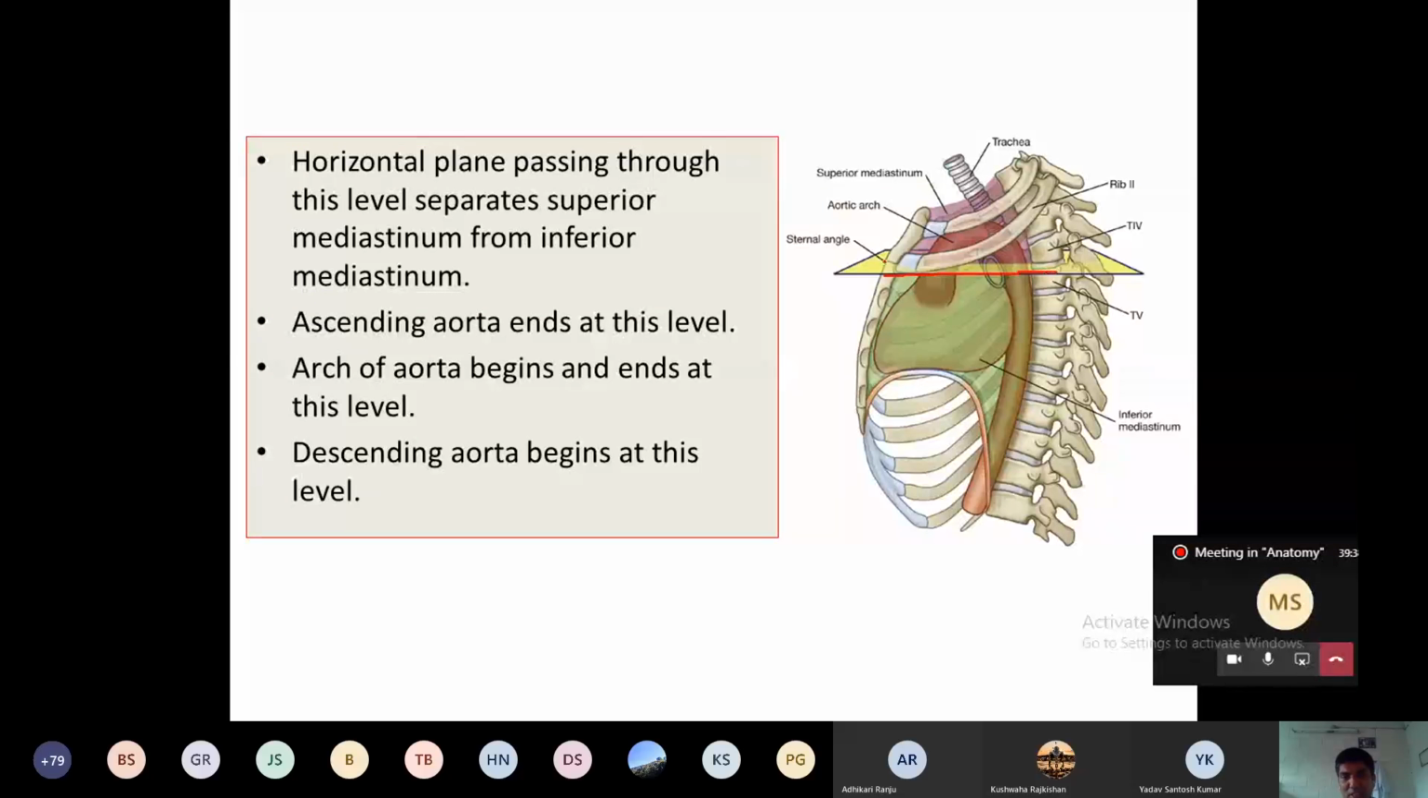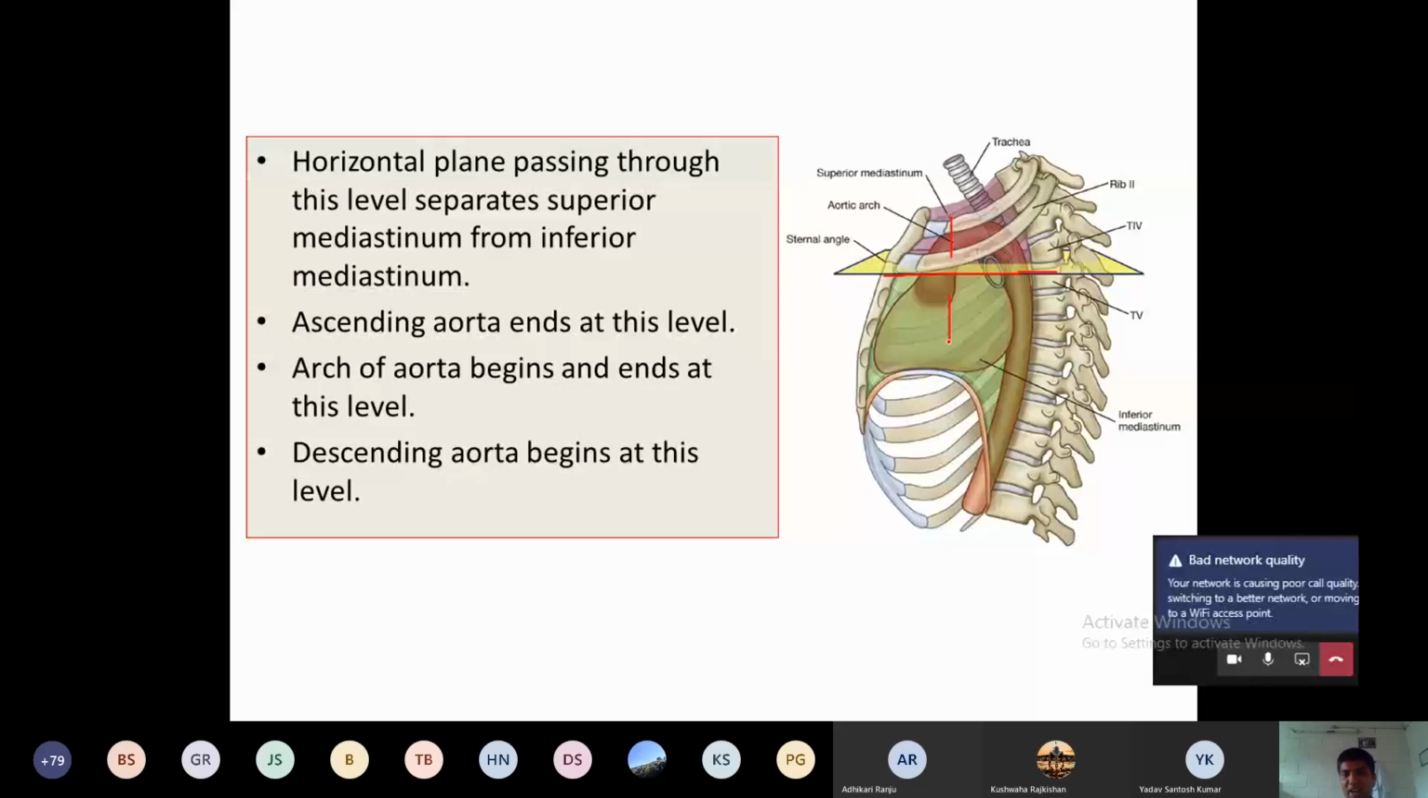At this level means at the level of the transthoracic plane. This plane is known as the transthoracic plane, and this plane divides the mediastinum into the superior mediastinum and the inferior mediastinum. Detail about the mediastinum we'll discuss later. Another point: this is the aorta, the ascending aorta.